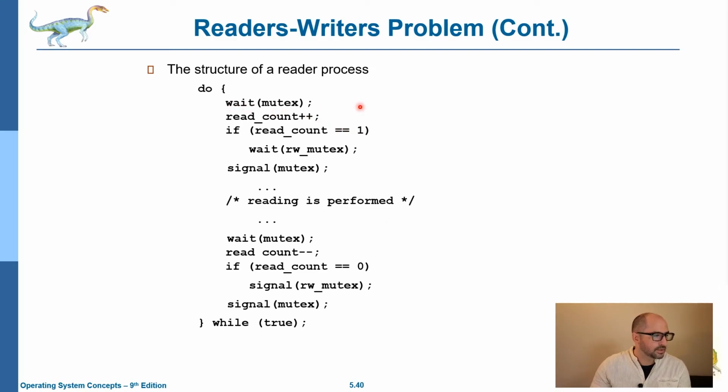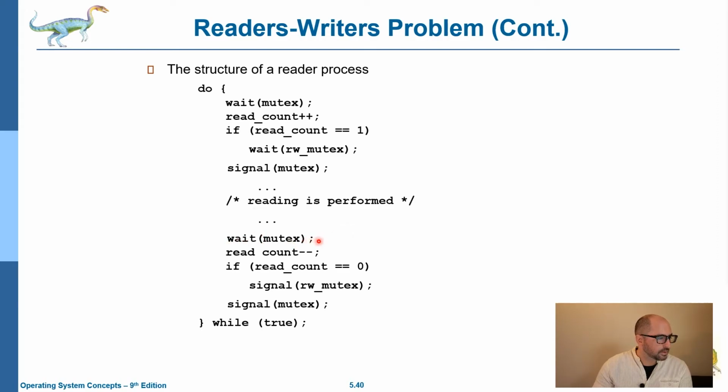The reader waits on the reading mutex and increases the read count. If it is the first reader, because read count is initialized to 0, then it also tries to acquire the read-write mutex. So now if this is the first reader, it has acquired the read-write mutex, and then it signals all of the other readers. And this mutex is just to protect our read count. Reading can be performed. The only protection is around that read count.